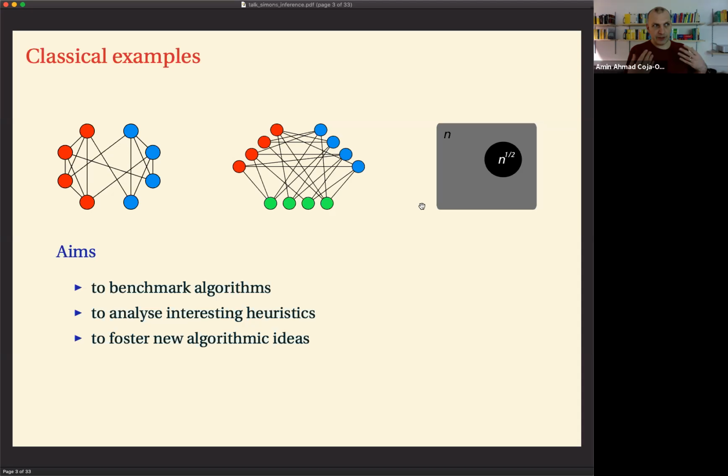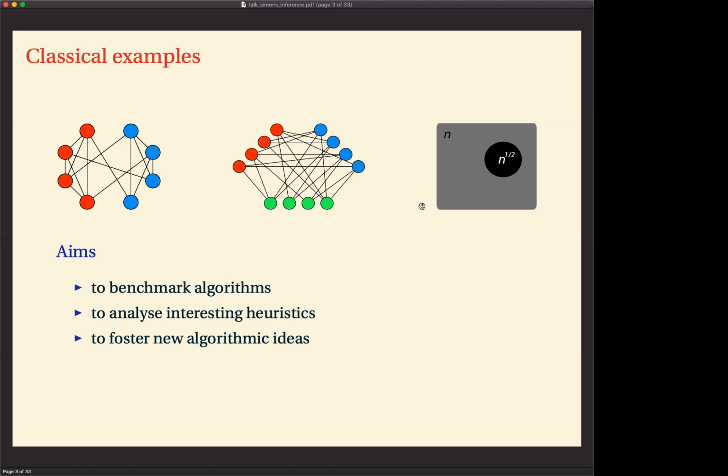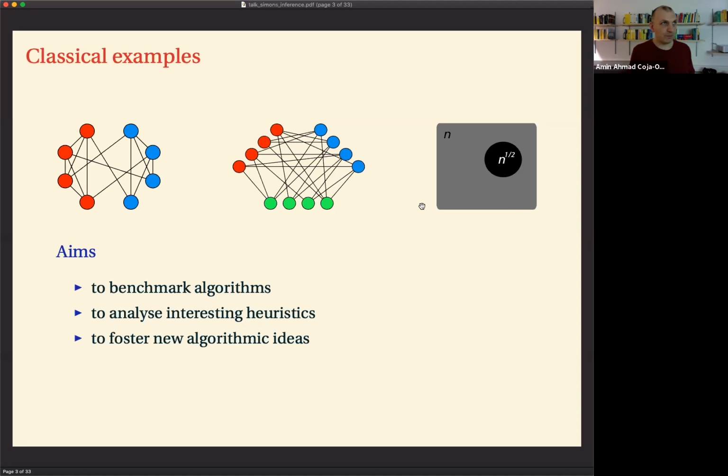And in fact, this work has had a lot of impact. So many papers went on and used similar techniques in the context of other problems. And finally, one other motivation was to foster new algorithmic ideas. For example, Boppana's work was one of the seminal works where semidefinite programming was used in the context of such graph optimization problems, even before the breakthrough Goemans and Williamson contribution.